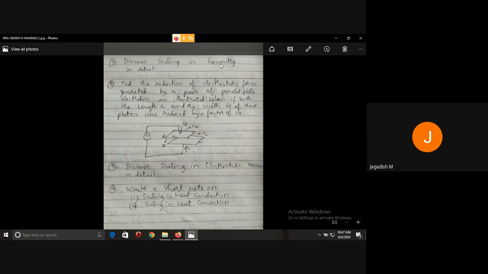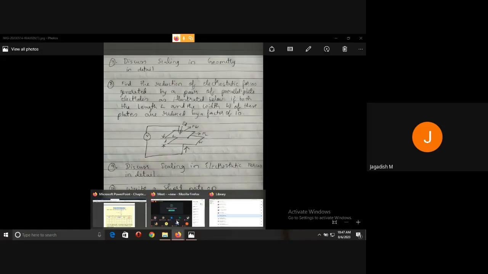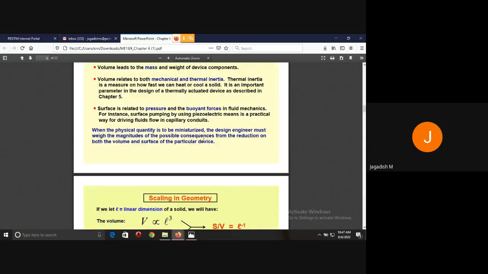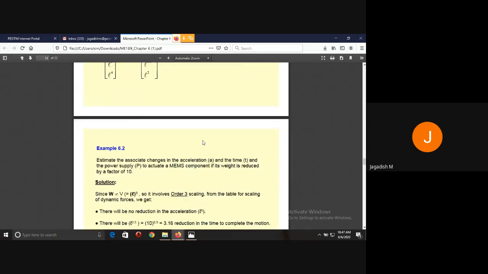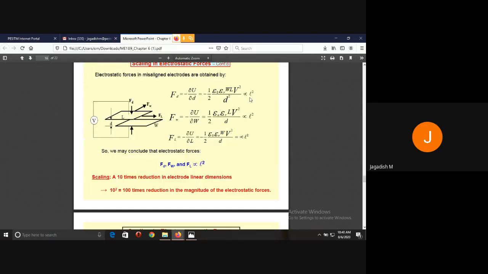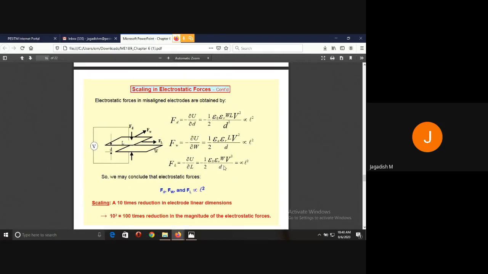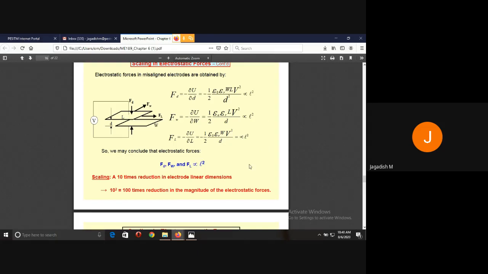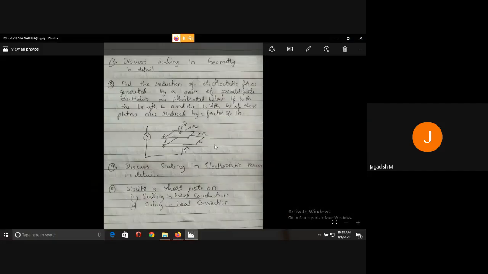Once again, discuss scaling in geometry in detail, which we have already solved. Finally, this is the electrostatic force. What will happen to the individual forces if it is reduced by 10? So it is simple. You have these equations here for electrostatic forces, and you know that each is L squared. So if it is reduced by 10, then each force will get reduced 100 times.